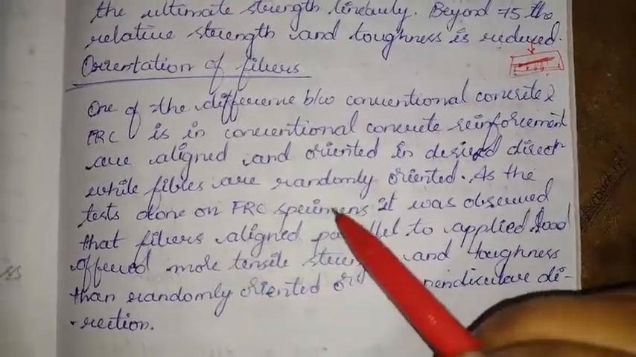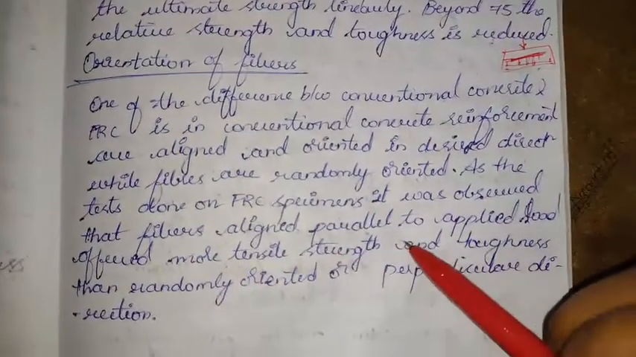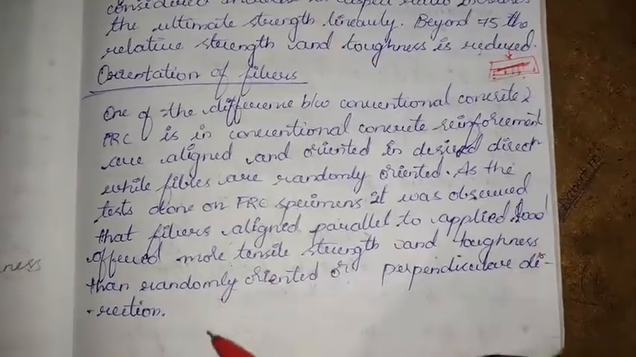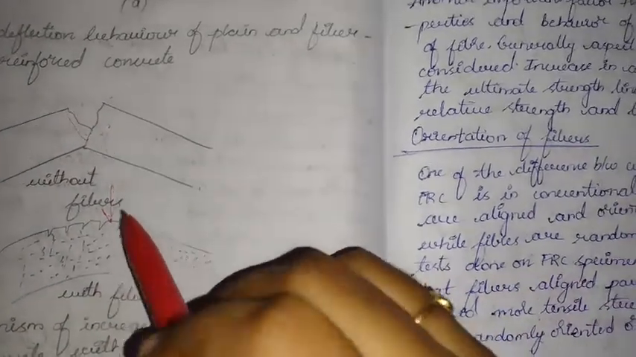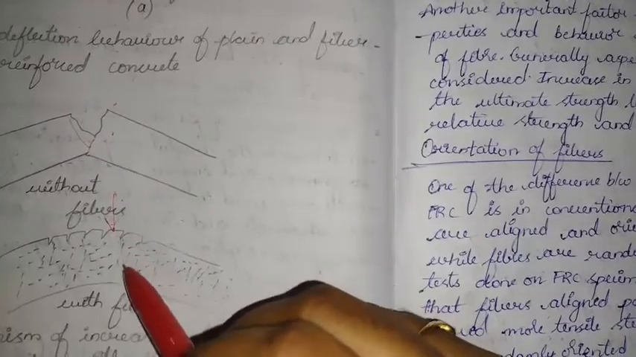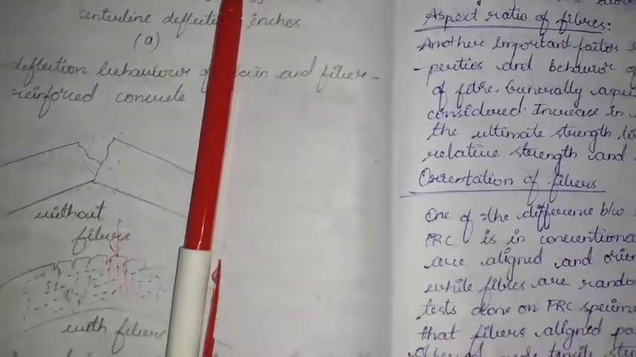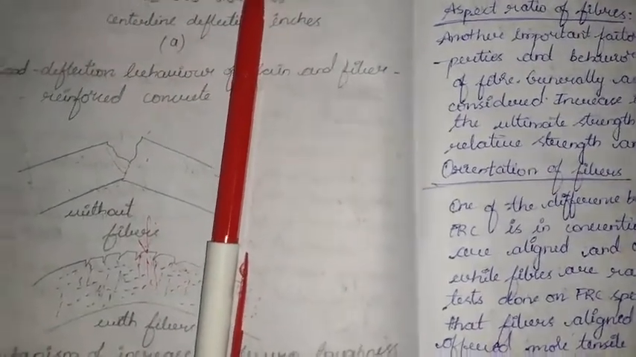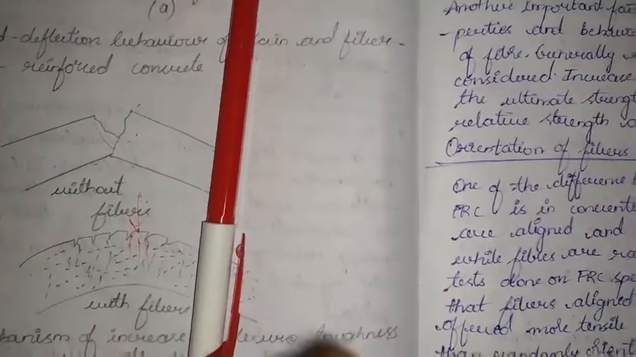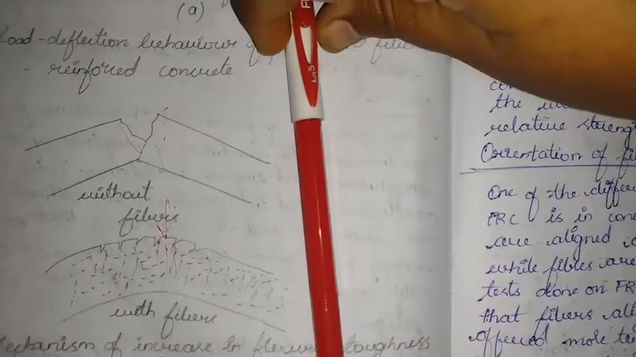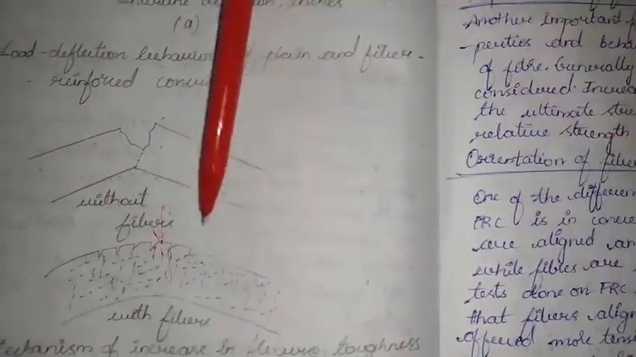So as the tests done on fiber reinforced concrete specimens, it was observed that fibers aligned parallel to the applied load offered more tensile strength and toughness than randomly oriented or perpendicular direction. See, whenever we are applying the load in this direction, whatever fibers are aligned in the parallel direction, see, whenever the bars are in this direction, that is parallel to the direction of application of load, they are offering more resistance to toughness. The flexural capacity is more and more tensile strength is there compared to the perpendicular one. Okay, perpendicular is in this direction, parallel is in this direction. Okay, whenever we are talking about a member subjected to vertical loading.